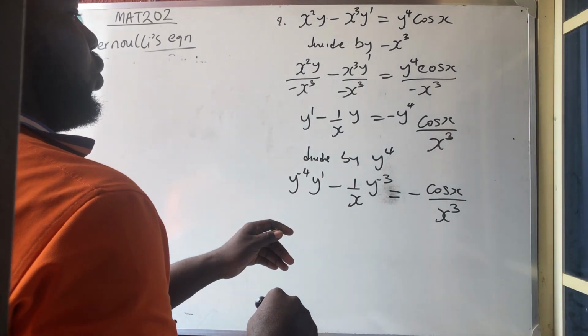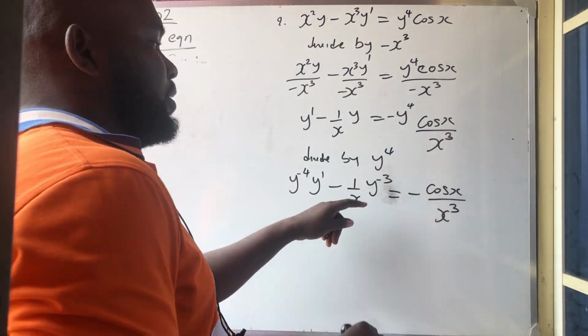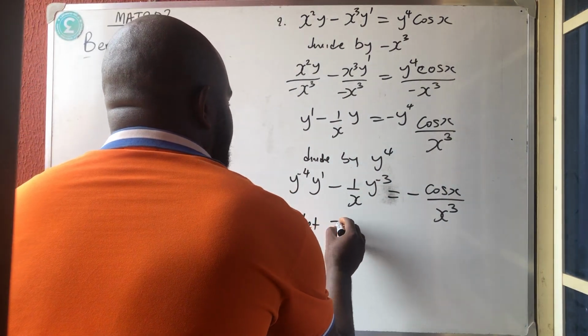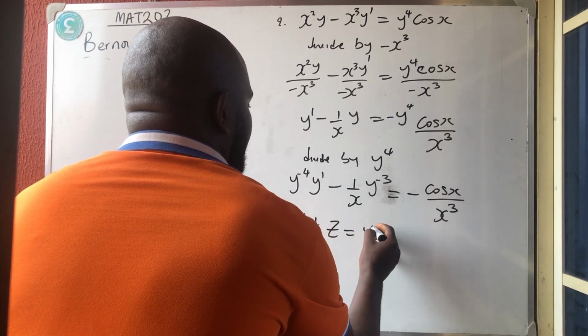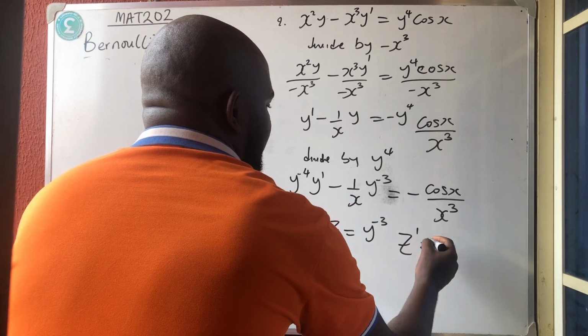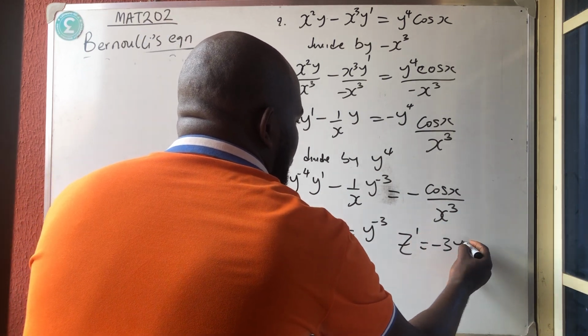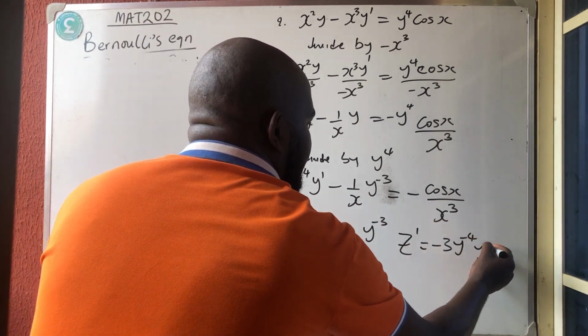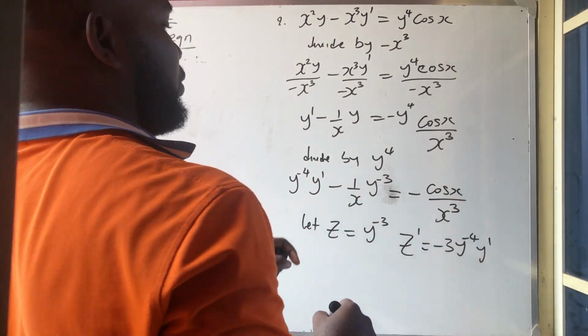Okay, so you will now say let z be anything you are seeing here. So you say let z be equal to what? y raised to power minus 3. So z prime will now multiply by the power, remove 1 from the power: minus 3 y raised to power minus 4 y prime, because minus 3 minus 1 will give you minus 4.